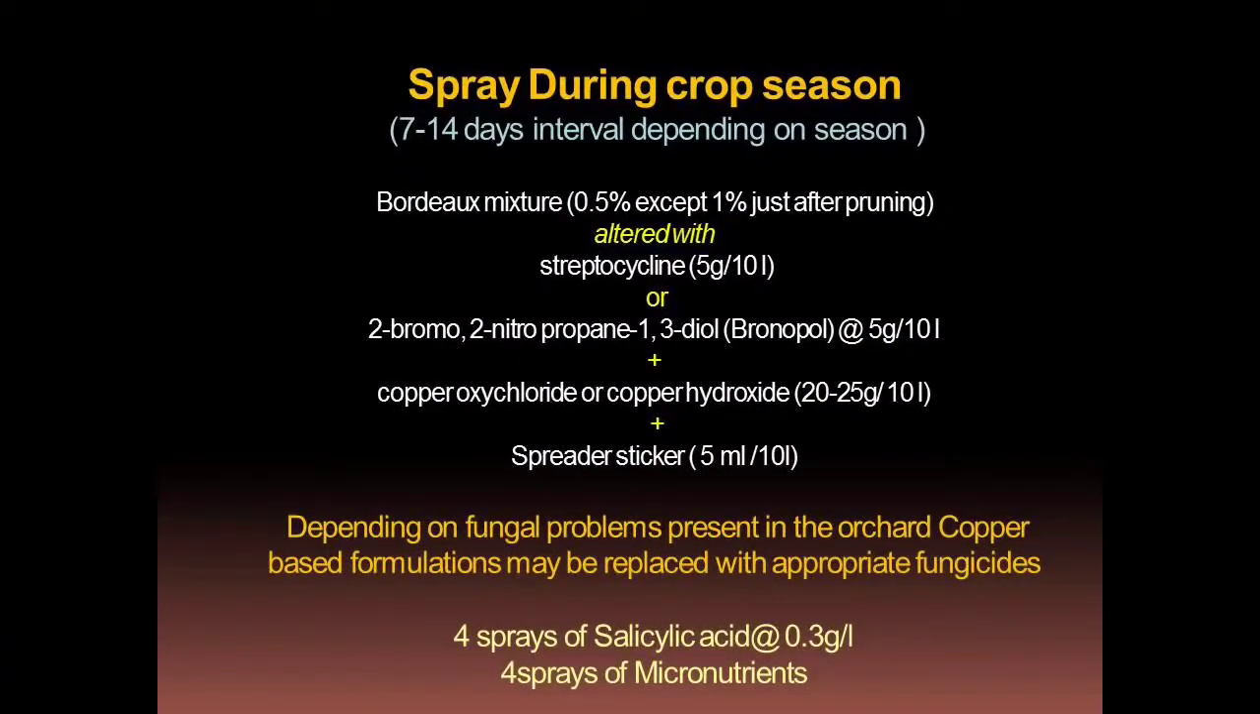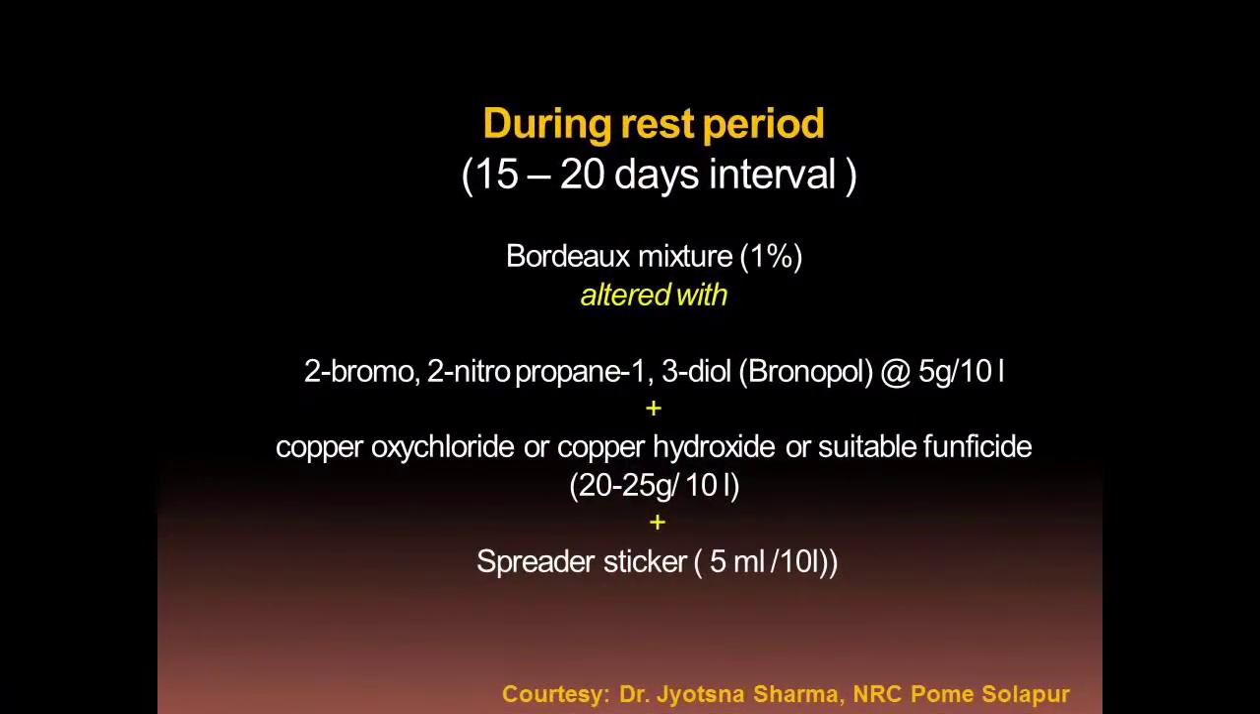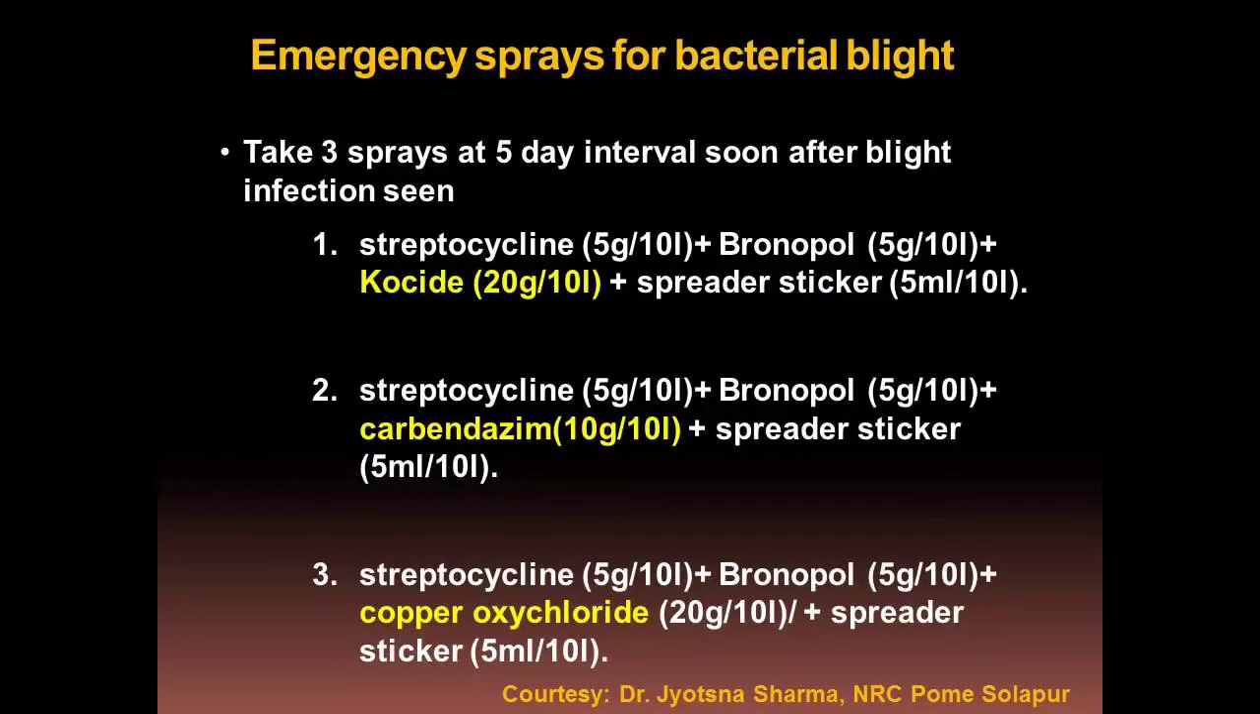In chemical control, we can use Bordeaux mixture, Bronopol, copper oxychloride, salicylic acid as mentioned here in the schedule, so that we can easily control this bacterial pathogen. For severe infection, we can use these spray combinations like streptocycline 5 gram per 10 liters of water, or Bronopol 5 gram per 10 liters of water plus Kocide 20 gram per 10 liters of water, and inside that we can add some spreader and sticker 5 ml per 10 liters of water.